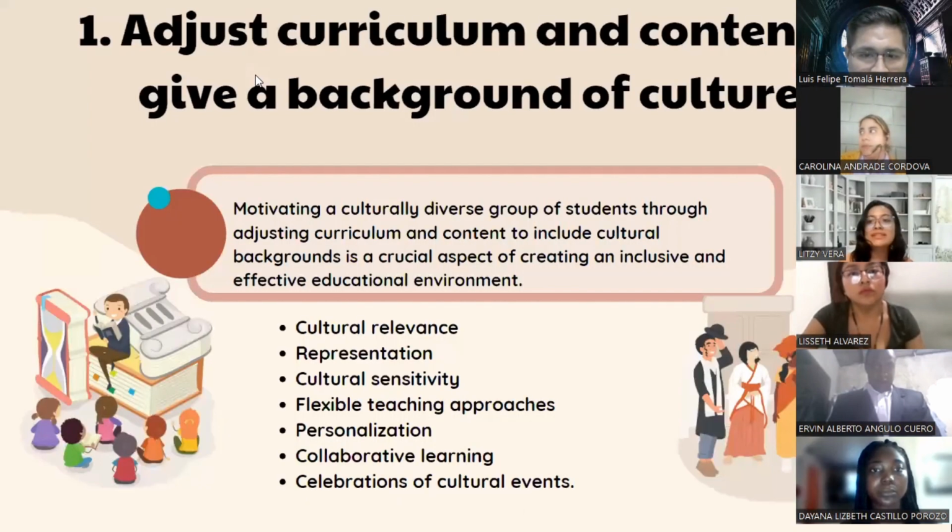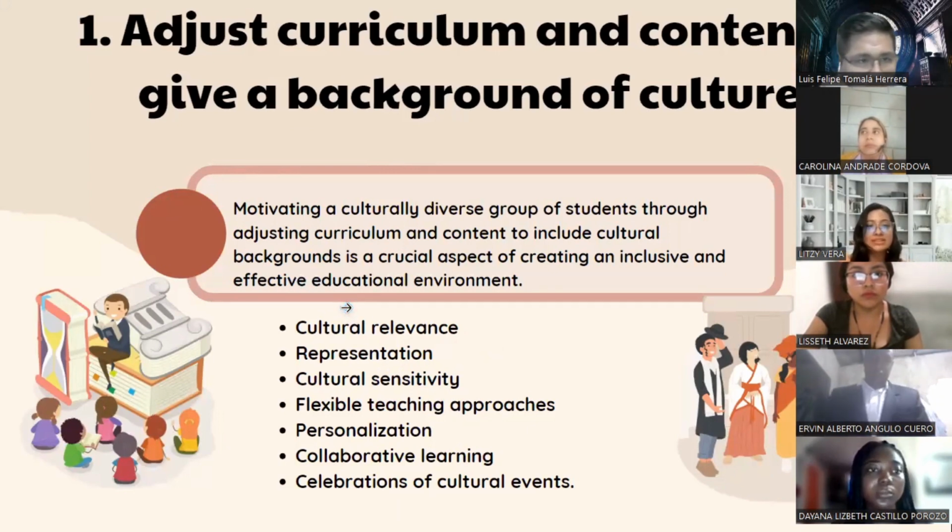Okay, the first one is adjust curriculum and content to include cultural background. That means that motivating a culturally diverse group of students through adjusting curriculum and content to include cultural background is a crucial aspect of creating an inclusive and effective educational environment. Here, we have a lot of relevant aspects. The first one is to ensure that the curriculum and the content are culturally relevant and relatable to all the students.